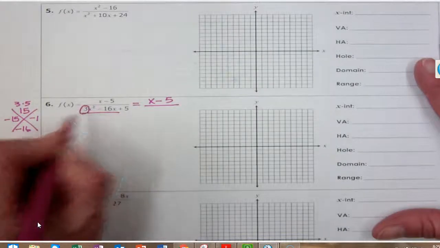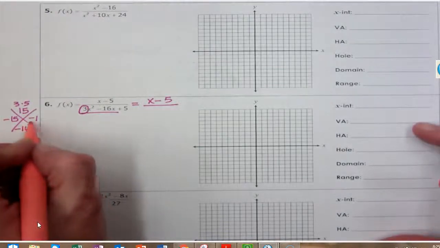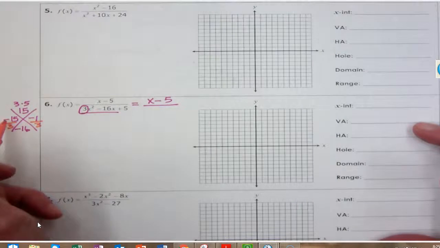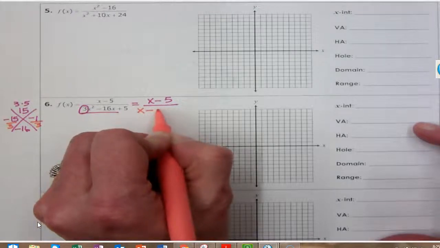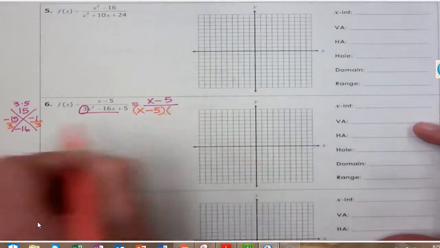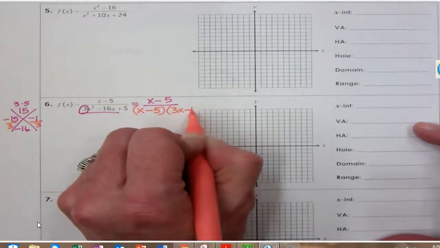The 3 here needs to be divided. So divide by 3, divided by 3. 15 goes into 3 evenly, so I'm going to have x minus 5, and we bring this 3 in front, 3x minus 1.